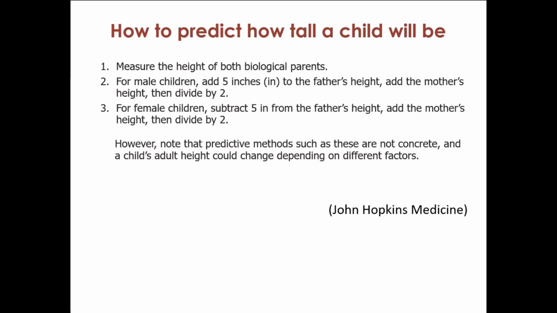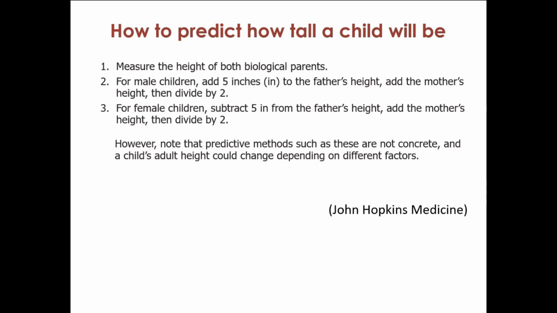And then the other factor is whether the child is a male or female. Yeah, because this is another factor. If the child is male, then the height will be, of course, usually taller than the female. So according to Johns Hopkins, for male children, you add 5 inches to the father's height, and then you add the mother's height, you divide by 2. For female children, you will deduct 5 inches from the father's height, add mother's height, then divide by 2.